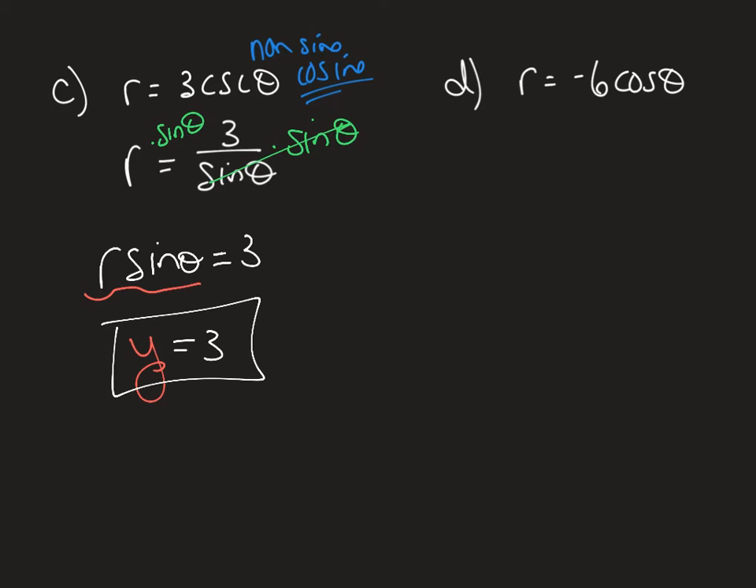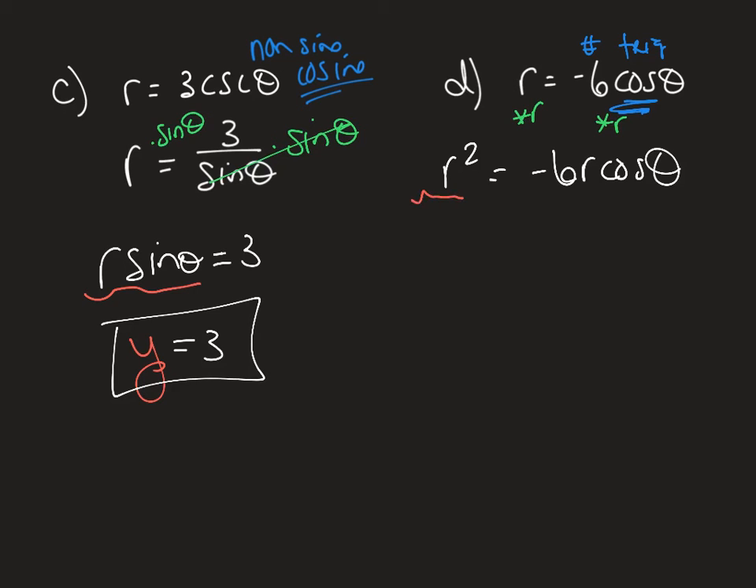All right, this one's a little different. You've got r equals a number, but now you actually have a trig function, sine or cosine. So this is not like example 1a where you can just square both sides. What you have to do is multiply both sides by r. When you do that, you will get r squared on the left and negative 6r cosine theta.